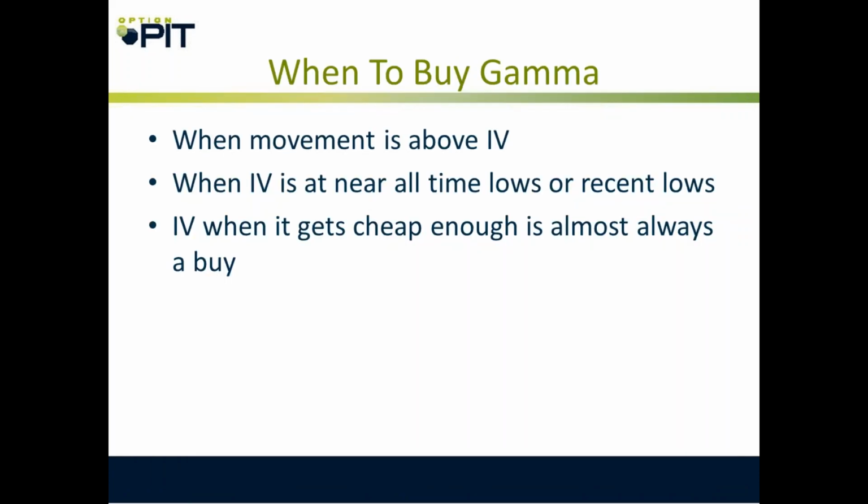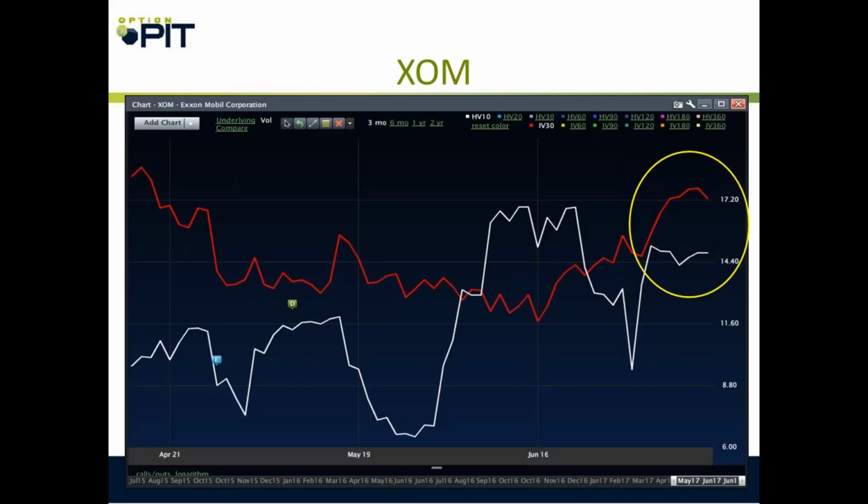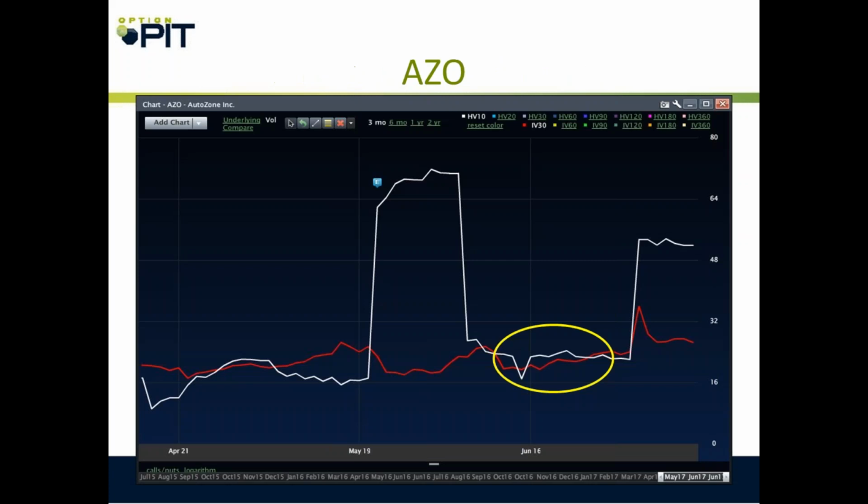So when do you buy gamma? Like I said, I want falling movement and overpriced IV. So when movement is above IV, here's when I buy gamma. When movement is above IV, when IV is at near all-time lows or recent lows, and IV gets cheap enough, it is almost always a buy. So here's an example. Look at the autos.